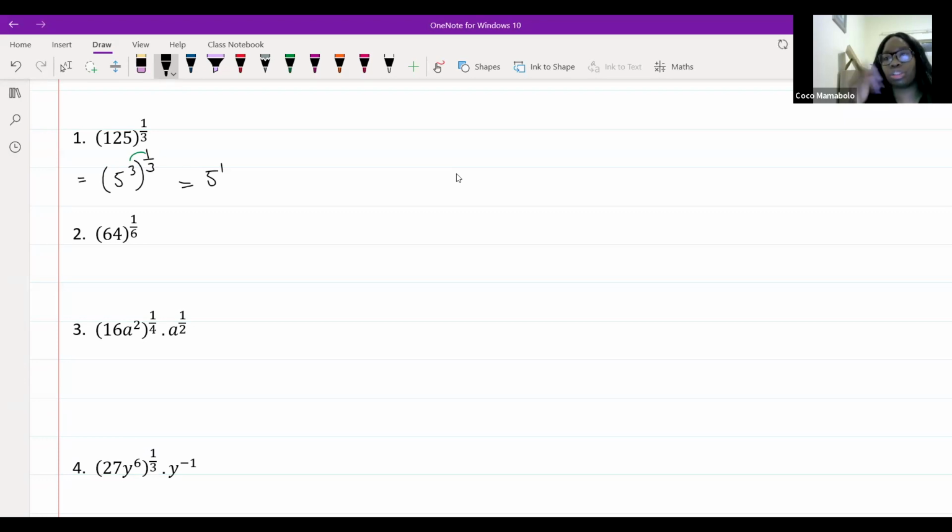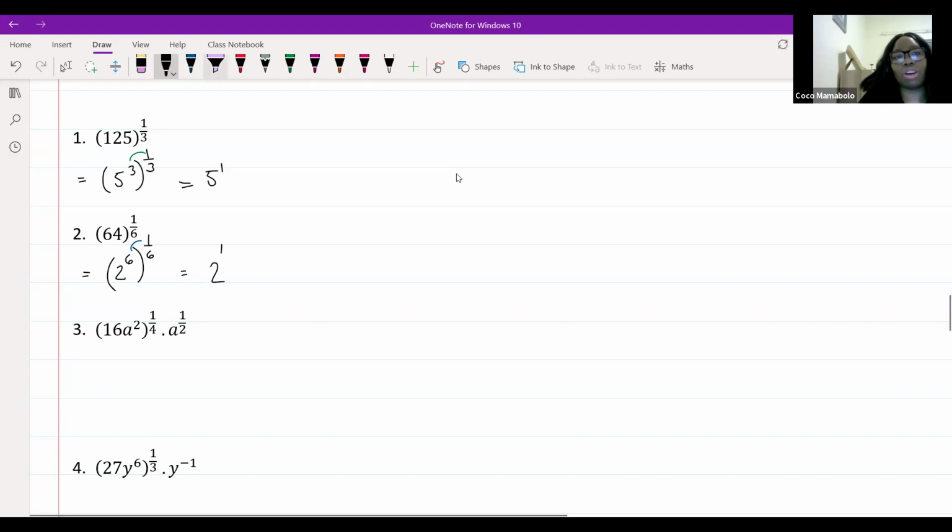64 equals, shift fact, that's going to give me 2 to the power of 6, to the power of 1/6. And then I can just multiply those two. That is going to give me 2 to the power of 6 times 1/6, which is 2 to the power of 1. That's nice and easy. We can do that. That's not a big deal.